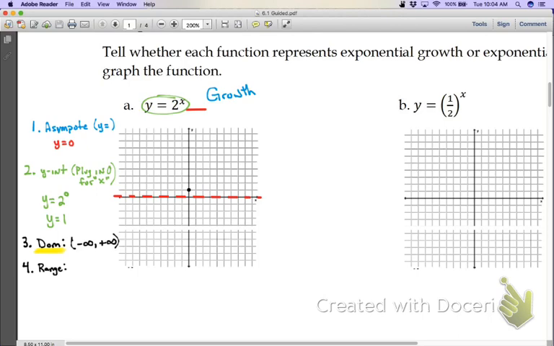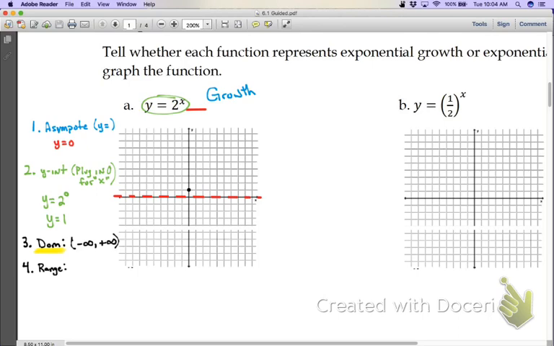Every time we deal with exponential growth, there is not a number that I cannot plug in for my x value. I can always put 2 or 3 or whatever my base is to a power. So there is always a value. The domain of an exponential function will always be negative infinity to positive infinity. The range is a different story.